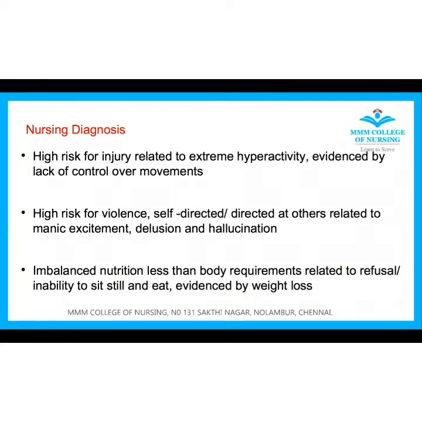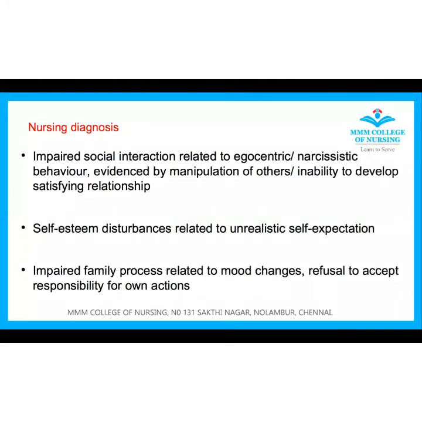Imbalanced nutrition, less than body requirement, related to refusal or inability to sit still and eat, evidenced by weight loss. Impaired social interaction related to egocentric and narcissistic behavior, evidenced by manipulation of others and inability to develop satisfying relationships. Self-esteem disturbance related to unrealistic self-expectation. Impaired family process related to mood changes or refusal to accept responsibility for own actions.